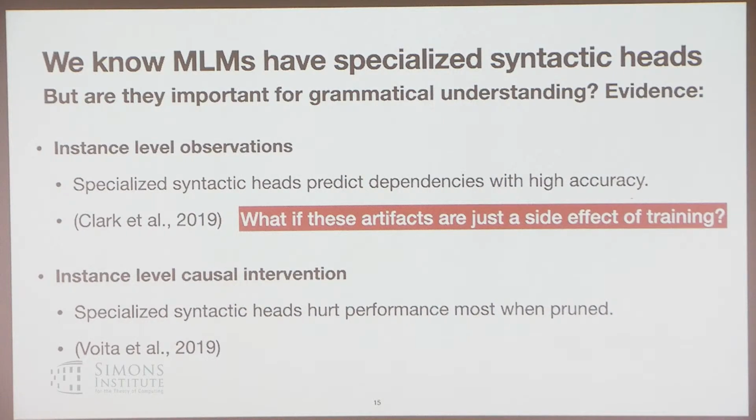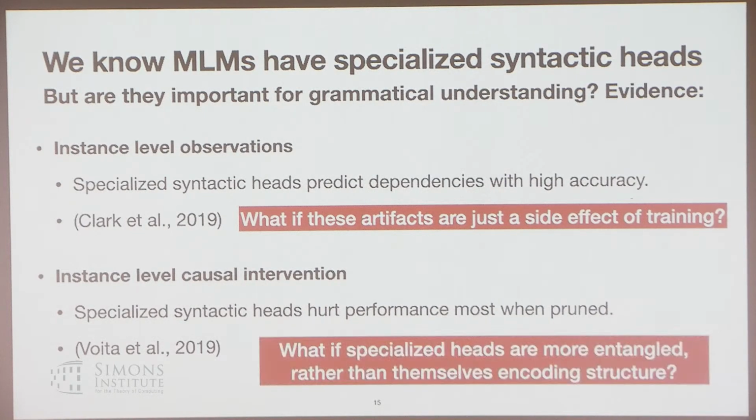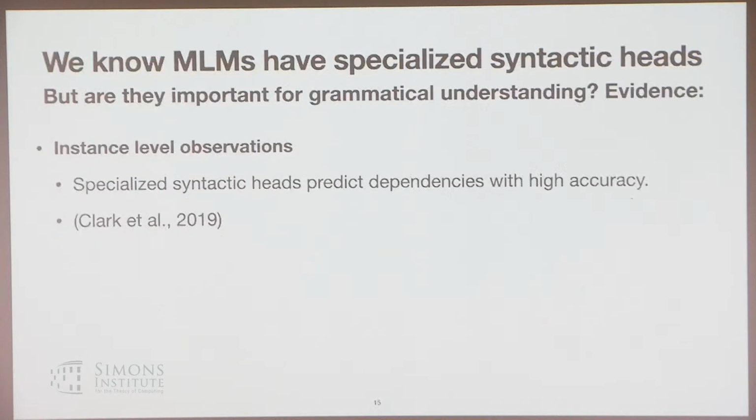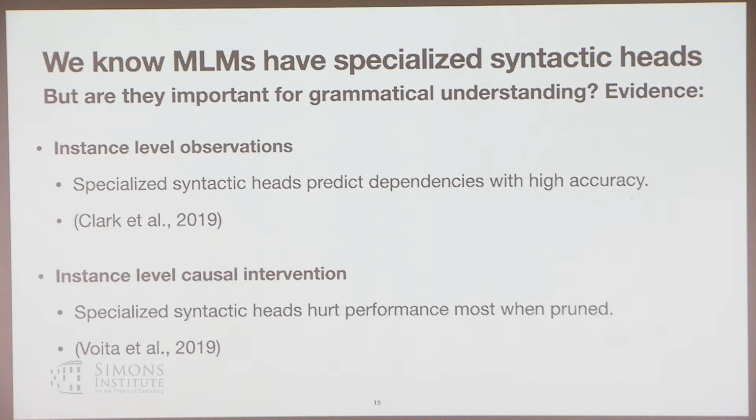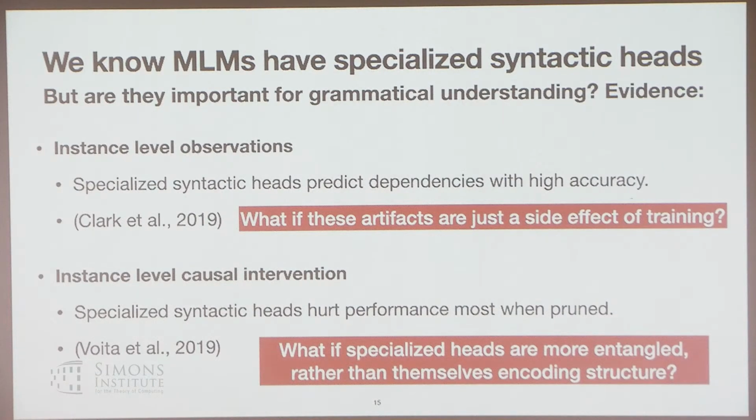But just because we see it doesn't mean that it's actually a key part of how the model works. It could be some kind of side effect of training. And even if some of these heads seem to be more important for model performance than others, it could be that there's a correlation between how entangled that particular head is with the rest of the model or something like that, rather than that specific property being the relevant property that the model is using.